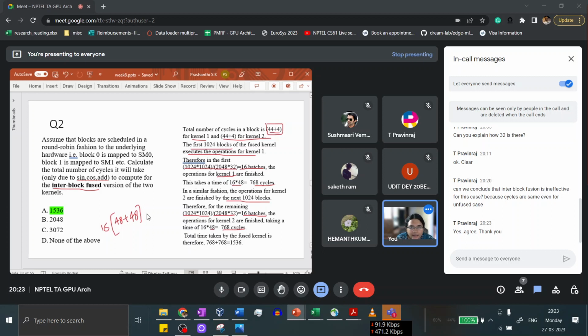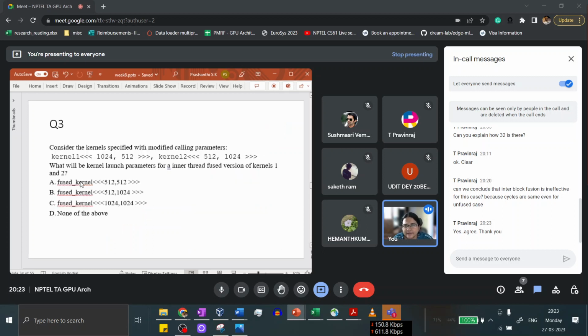Great. Okay, let's move ahead. This is a very simple question considering question 1 and question 2. Now consider these two kernels with modified launch parameters 1024, 512, 512, 1024. If I do an inner thread fused version of these two, what would be the launch parameters? Think about this. It shouldn't take more than a minute. We've already discussed this in the recap and in both the questions. So just think about it.